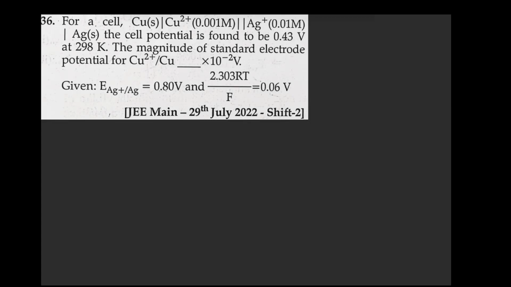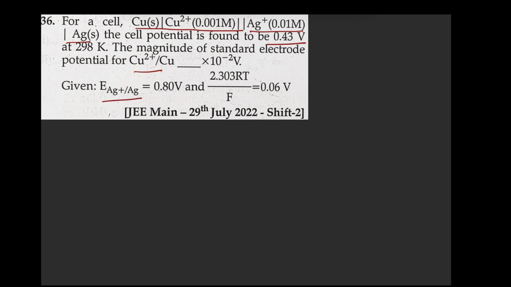For a cell, this is the copper anode and this is the silver cathode. Concentration of copper ions in solution is 0.001 mole per liter. Silver ion is 0.01 mole per liter. Cell potential is given as 0.43 volt. The magnitude of standard electrode potential for copper is blank into 10 to the power minus 2 volt. Reduction potential of silver is given.